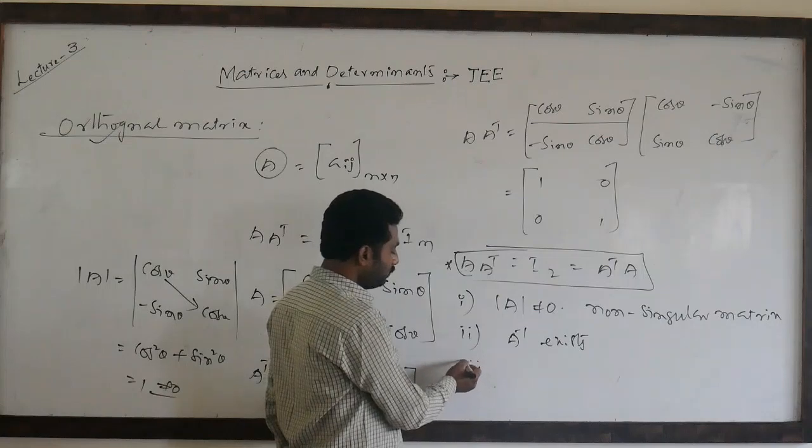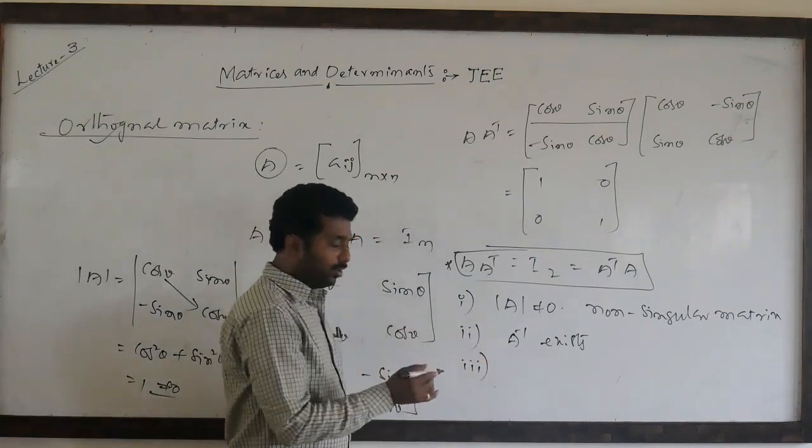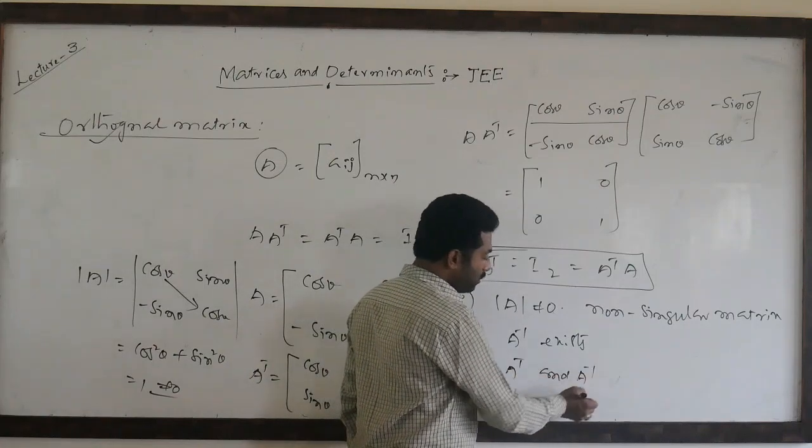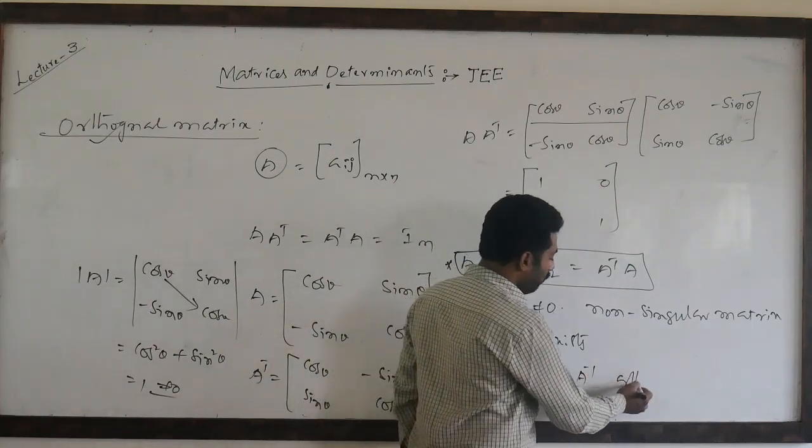Next thing. Suppose A is orthogonal, then A transpose and A inverse both are orthogonal matrices.